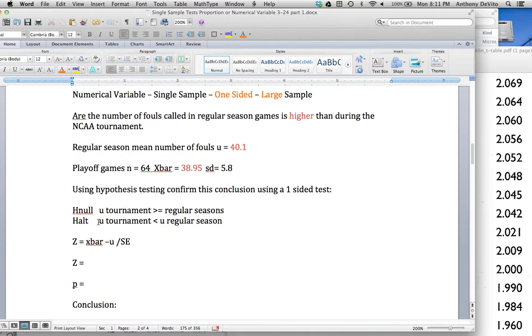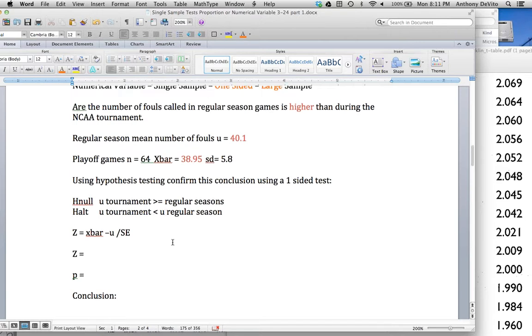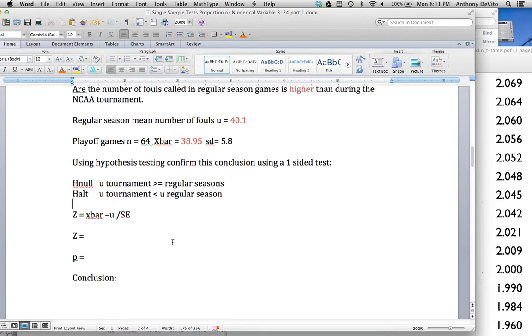So I want to prove that there's fewer fouls during the tournament, less than during the regular season. So my null is that during the tournament there's more or equal. Remember, we just did the same problem with equals and does not equal. It was a two-sided test. So in this case, I'm going to calculate z or t, right? I'm going to change this to t, and we're going to use our t table instead.